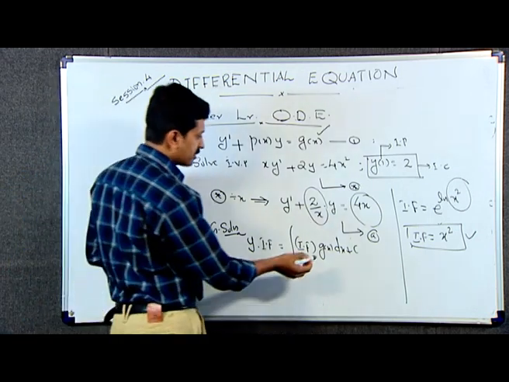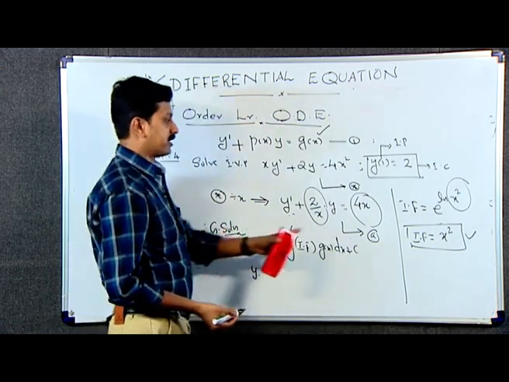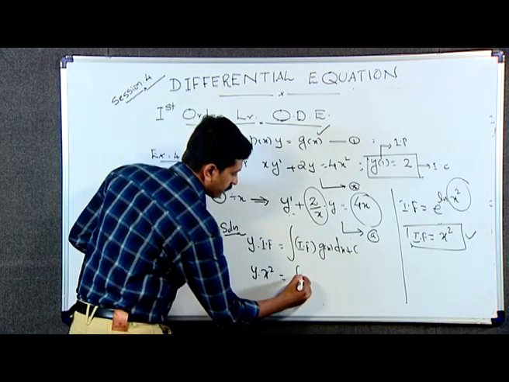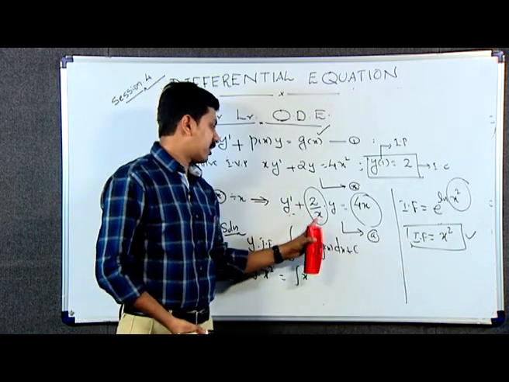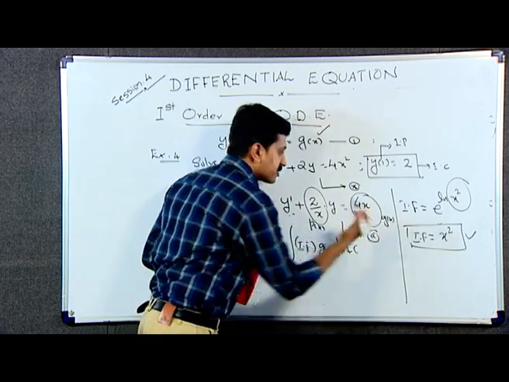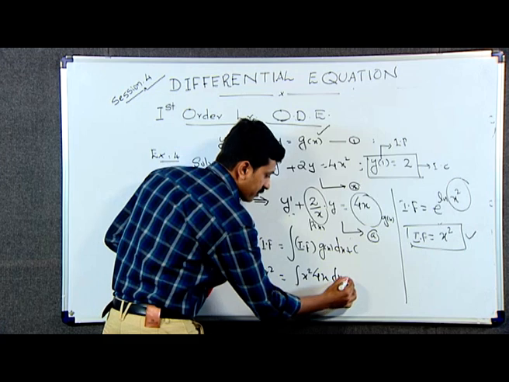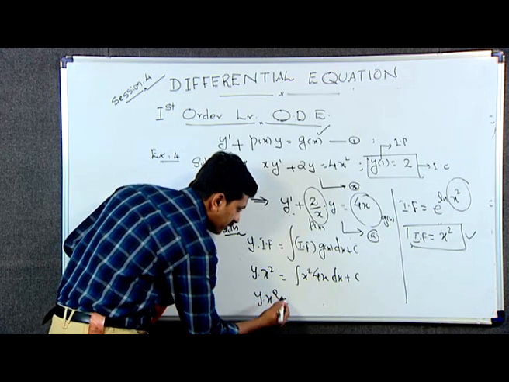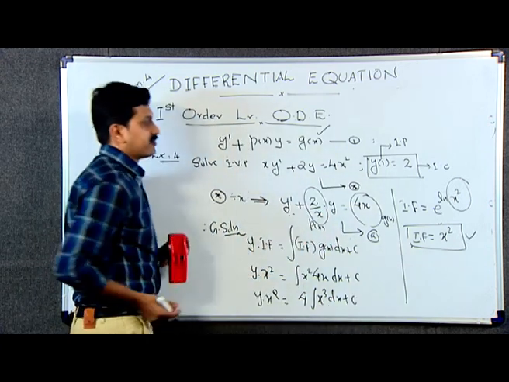What about g of x? Here, a is the correct function, and the integrating factor is x square. So the integral of the integrating factor times g of x, where g of x we are taking from a. Here this is the p of x and this is the g of x. So g of x is equal to 4x. Then y x square is equal to 4 into the integral of x cube dx plus c.